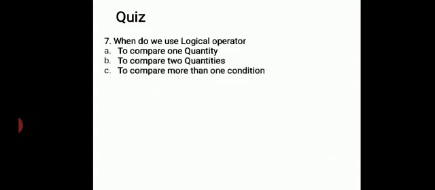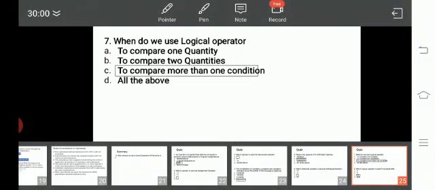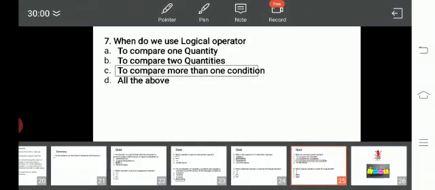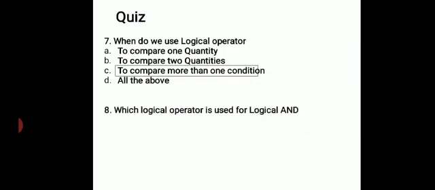Seventh question: when do we use logical operators? To compare one quantity, to compare two quantities, to compare more than one condition, or all the above. The answer is all the above. Eighth question: which logical operator is used for logical AND? Double lines, one line, not operator, double AND symbol, or single AND symbol. Which one is correct?